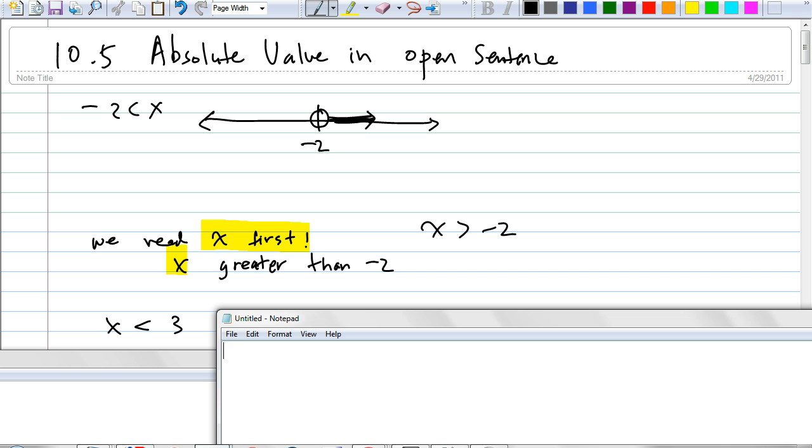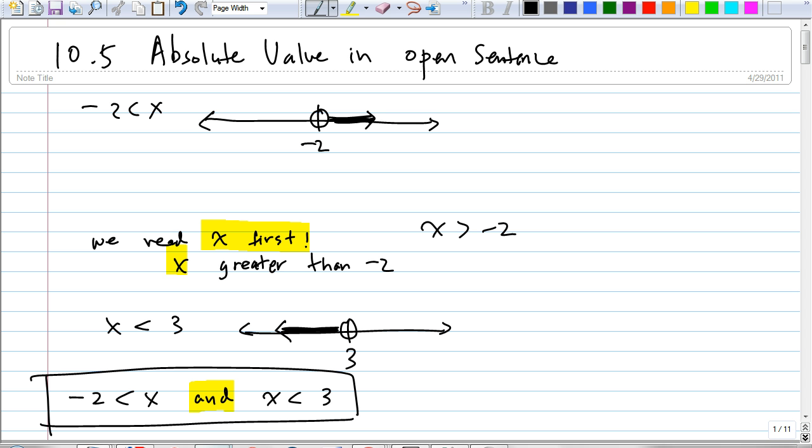Oh, really? You can't see the board from there? Okay, think. We would do an open circle at 3, and the arrow pointing this way. Right or left? Left. Left is correct. Wouldn't that look like this?